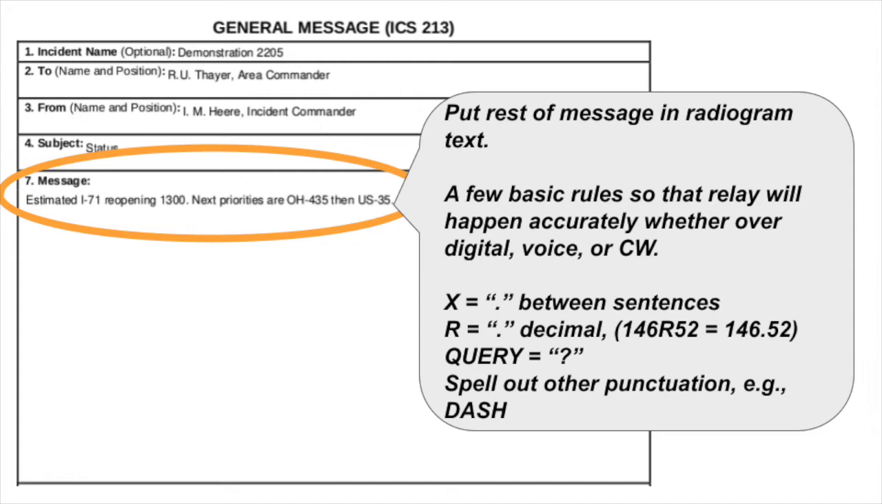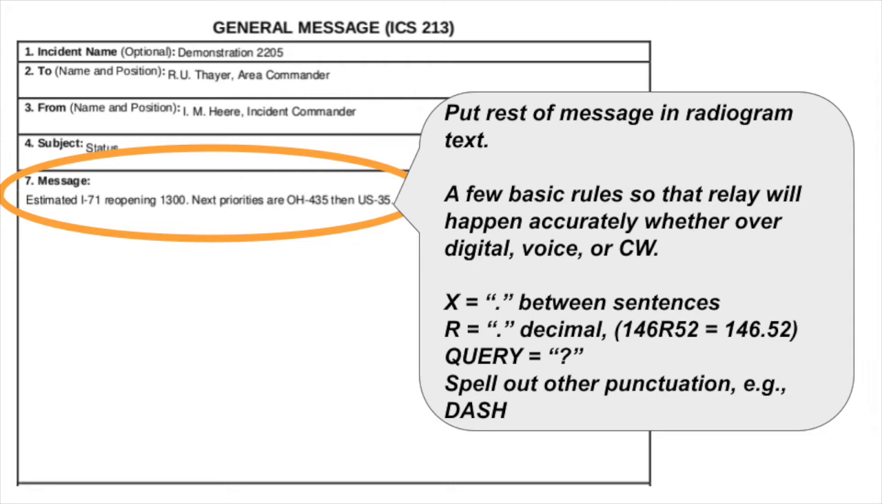We won't go into detail about this now, but you need to know that when you originate a radiogram, you need to make it so that it will work whether you are using digital, CW, or voice modes to relay the message. You don't know the best way for a relay operator to move the message at any particular time. A few simple rules will help you generally to get this right.